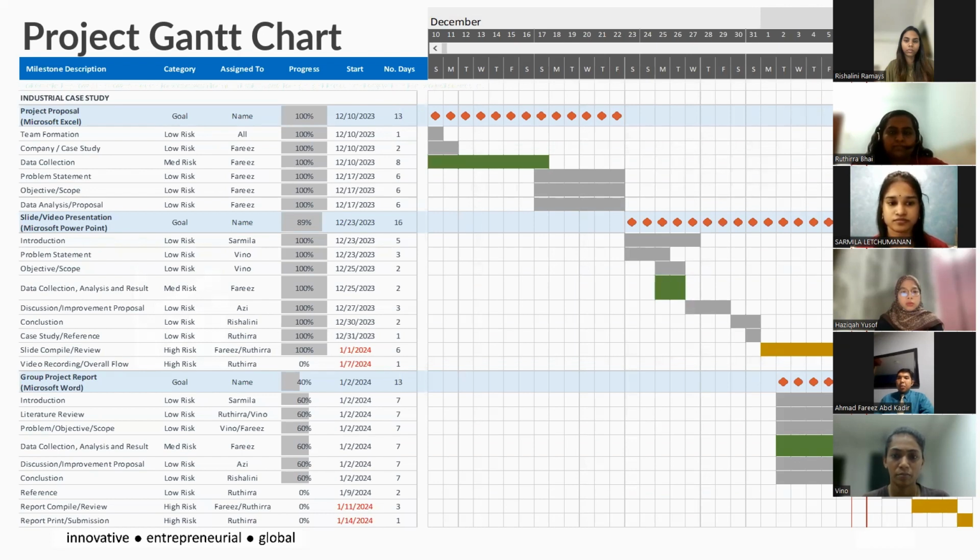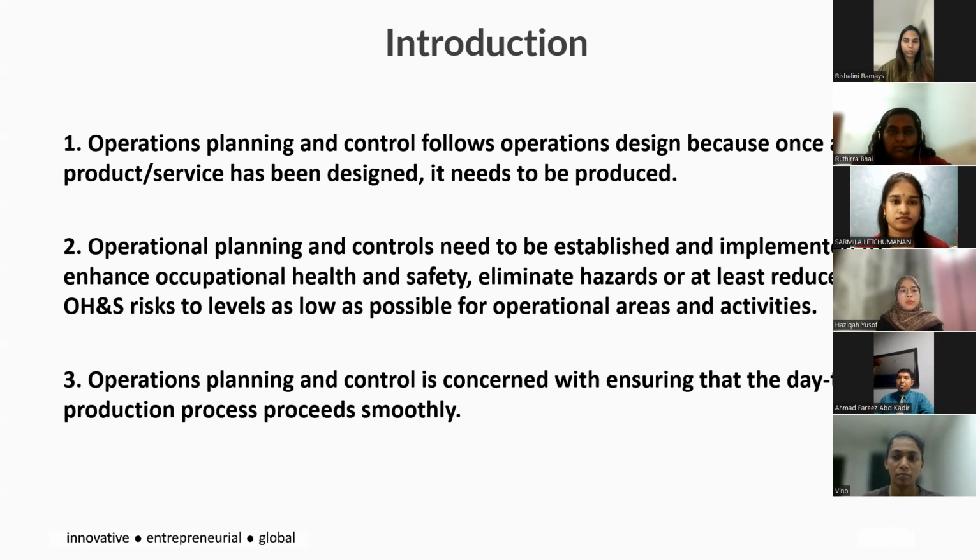Okay, this is the project Gantt chart for this project, and we started the progress on the 10th of December. Now we are at the presentation recording, and after this we will be followed by preparing the report to complete the task for this project. Okay, next. For the next presentation, I pass to Chamila to proceed.